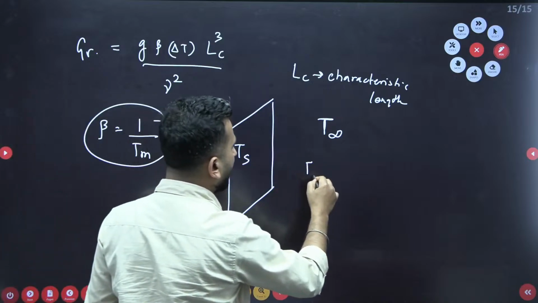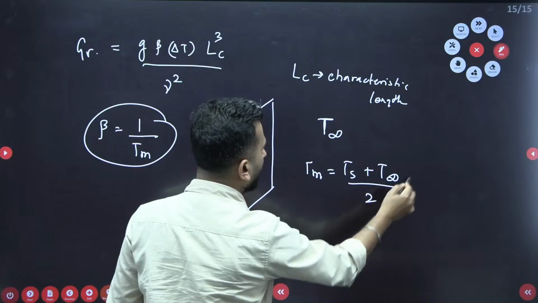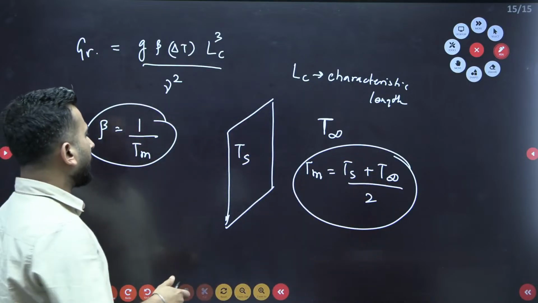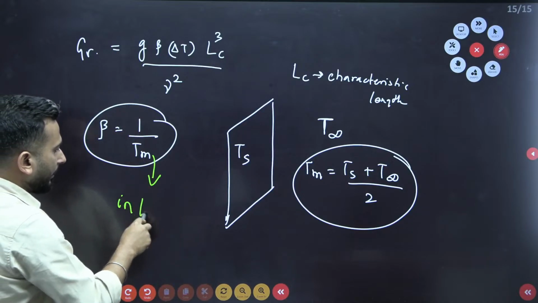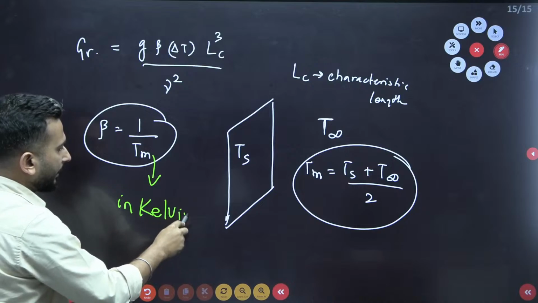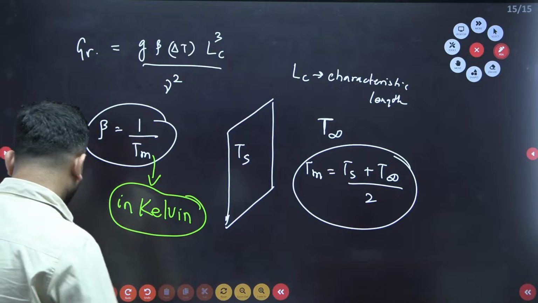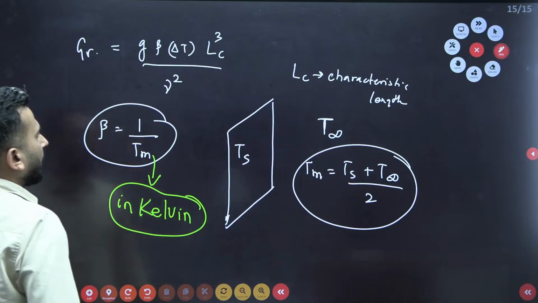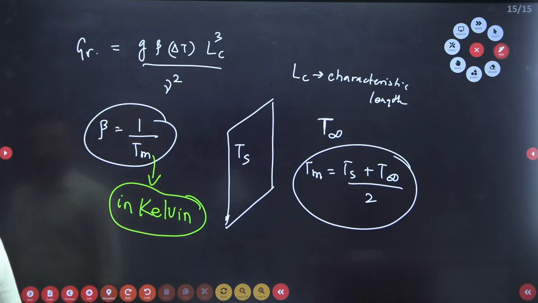So what will be the mean temperature? Mean temperature will be (Ts plus T infinite) by 2. But please note it down that this is in Kelvin. Strictly it should be in Kelvin. Okay? So this is the concept.